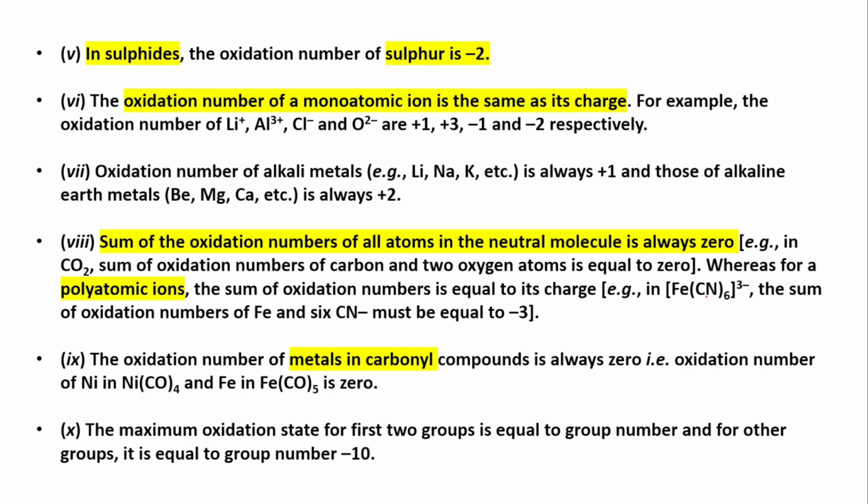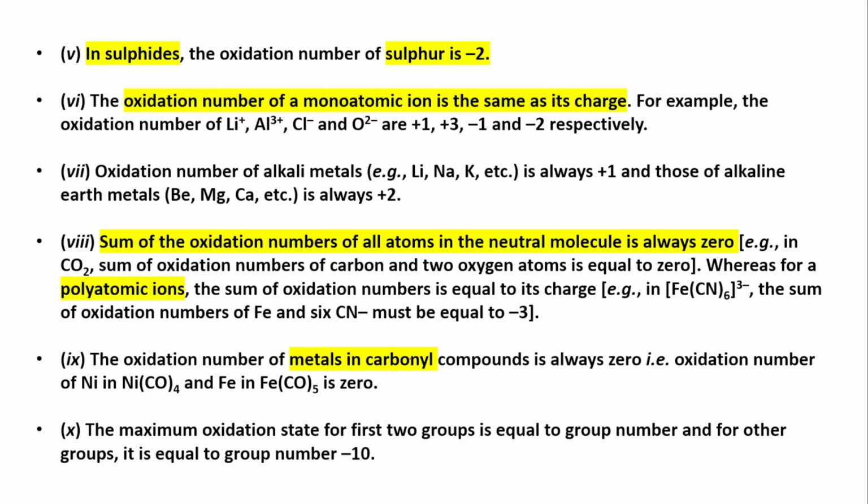Similarly, if the compound is [Fe(CN)6], it is a coordination compound. For [Fe(CN)6]3-, if the charge 3- is written, that means the sum of the oxidation numbers of the iron and cyanide ions will be -3. Whatever charge is given, that is the sum; and if no charge is given, it will be equal to 0.